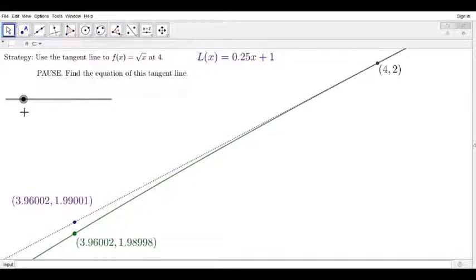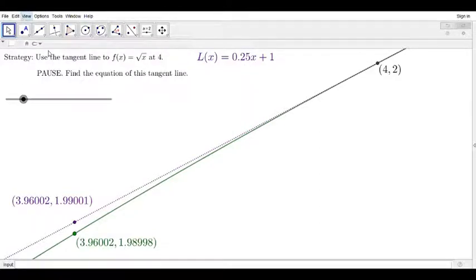Notice that the y-coordinate of the purple point is close to the y-coordinate of the green point, with the latter being the actual square root of 3.96. This is the actual square root of 3.96, but this is not so far from it. Furthermore, y-coordinates from the purple linear function are easier to compute because you just have to plug in 3.96 in place of x here, multiply by 0.25, and then add 1.